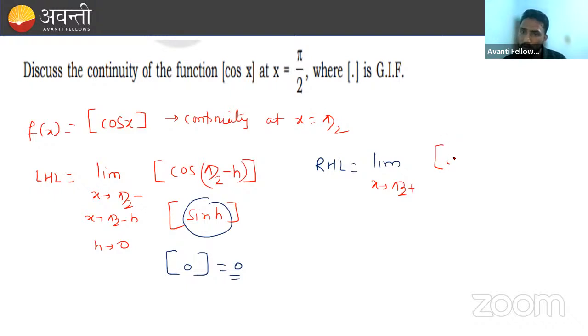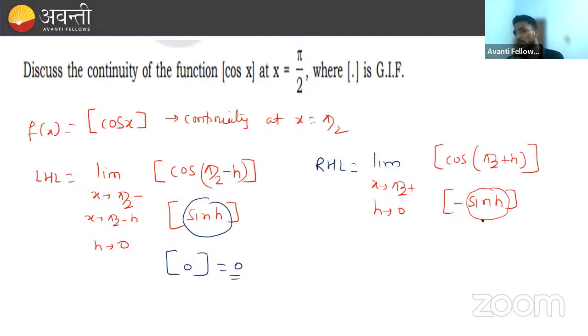Okay, so now RHL: limit x tending to pi by 2 plus, so now it is cos of pi by 2 plus h. Cos of pi by 2 plus theta is minus sin theta. Now we know that sin h is tending to 0, but it will not be exactly 0; something will be there, because we are finding the limiting value, not the exact value. So you can say that it is minus something positive.